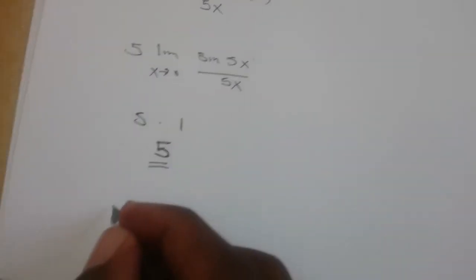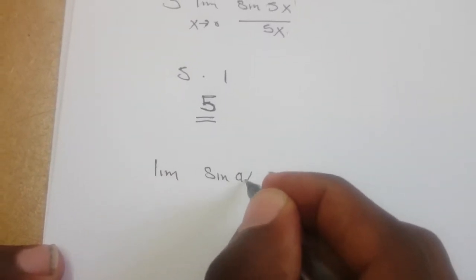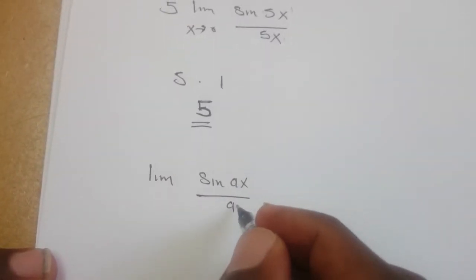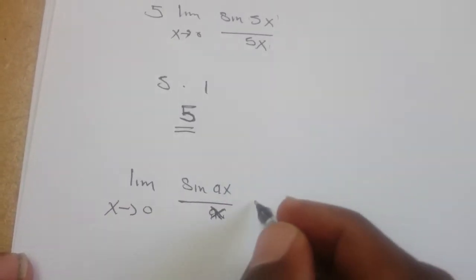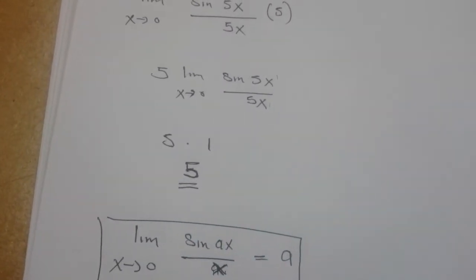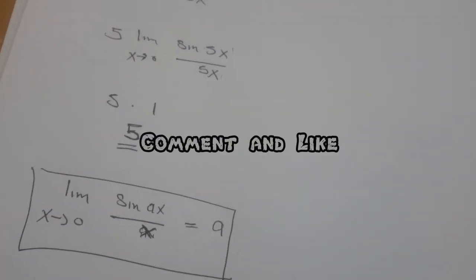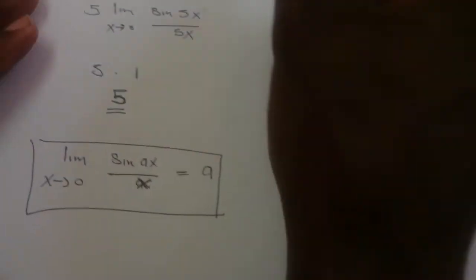Then there's a theorem which says the limit of sine ax over x as x is approaching 0 is equal to a. So this is the theorem for this.